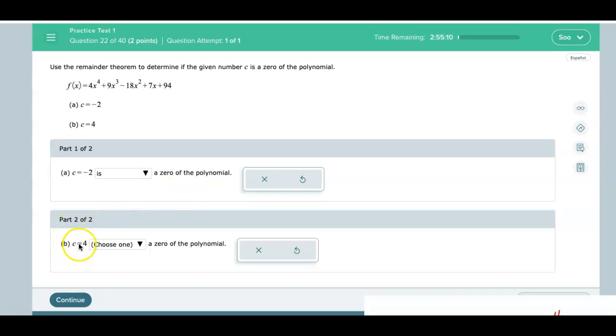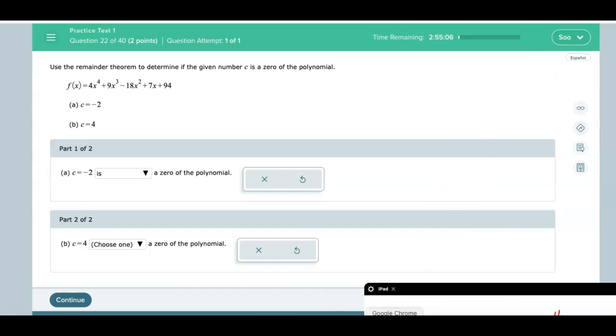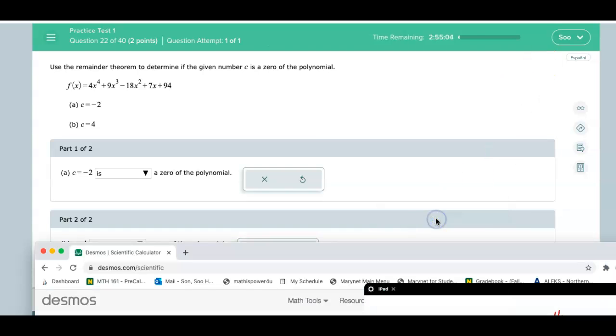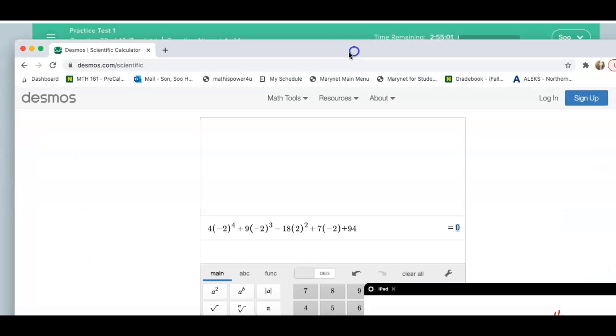Next one, they want us to test c equals 4. All right, let me go ahead and this time plug in 4. Now, since I already have this all typed up, I may be able to just copy this and change the number to 4. 4, 4, 4, and 4.